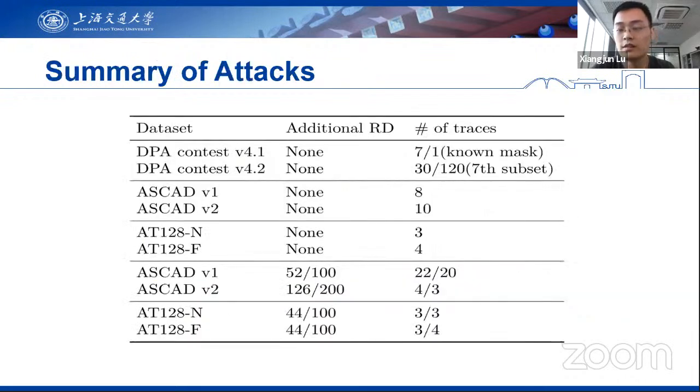And here is a summary of our attacks on different datasets. The second column is the random delay we used to simulate the desynchronization. And the third column is the number of traces to recover the correct key. You can see that for most of the cases, we can reduce the guessing entropy to 0 in several traces. Therefore, our attacks are even more efficient than the networks trained on the shortened traces.